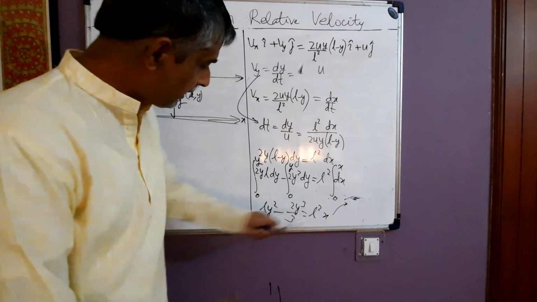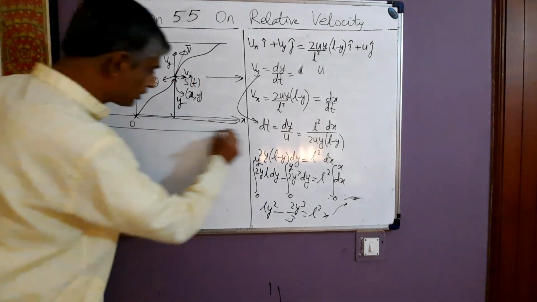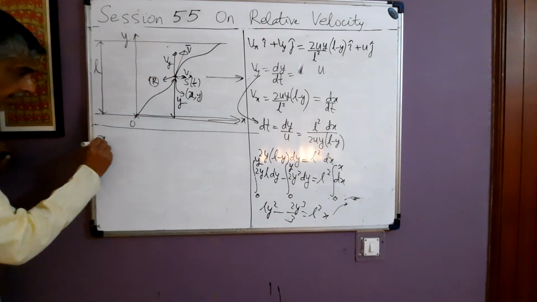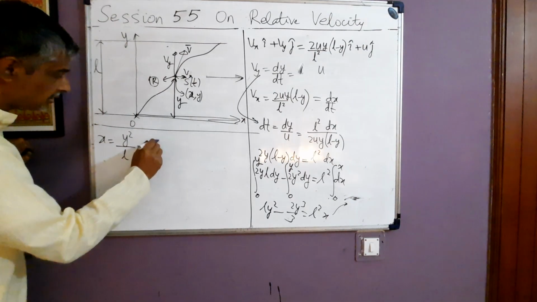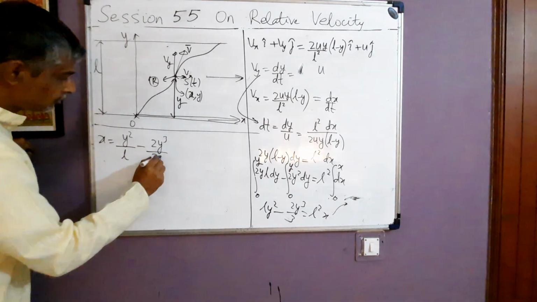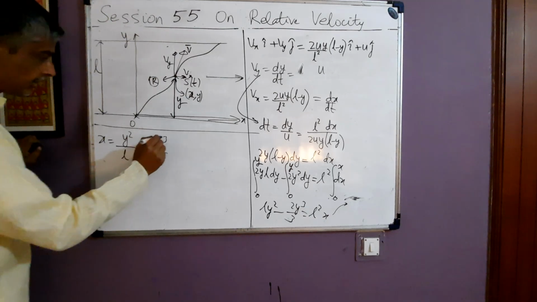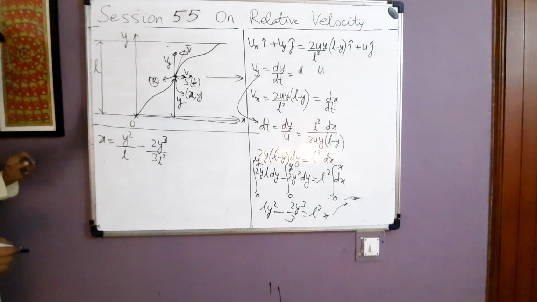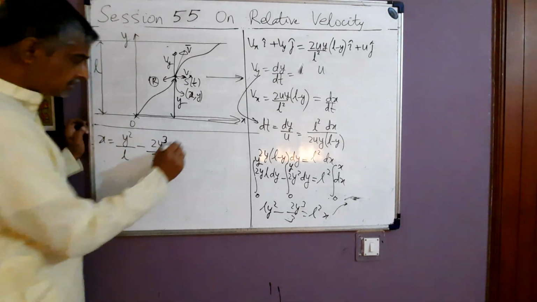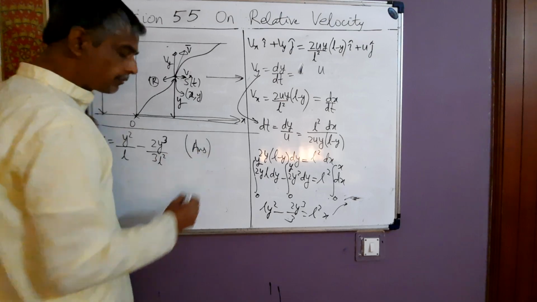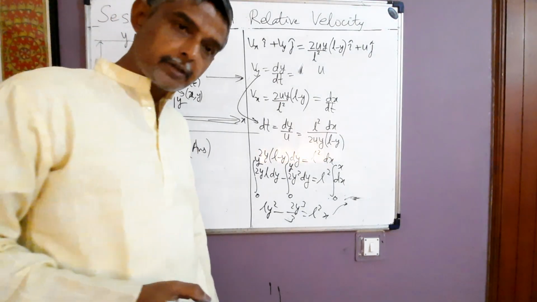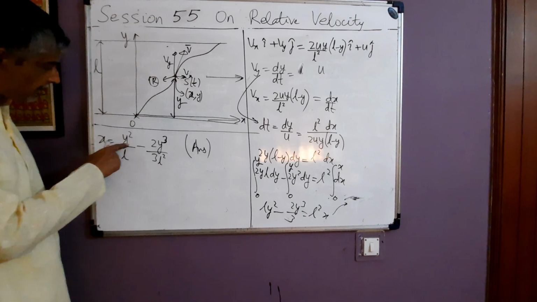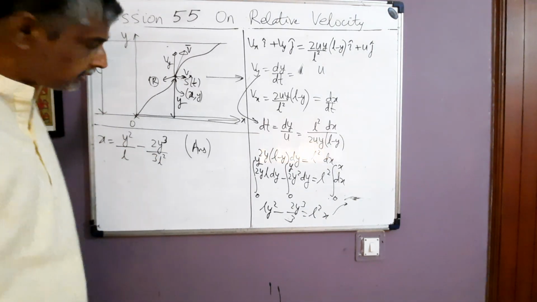If we divide by L square, we get the Cartesian equation of the trajectory of the swimmer. x is just equal to y square by L minus 2y cube by 3L square. That is the value of x. This is the answer to the first part of the question. This is the Cartesian equation of the trajectory with respect to ground. So it's not a straight line, it's some arbitrary curve, an algebraic curve.